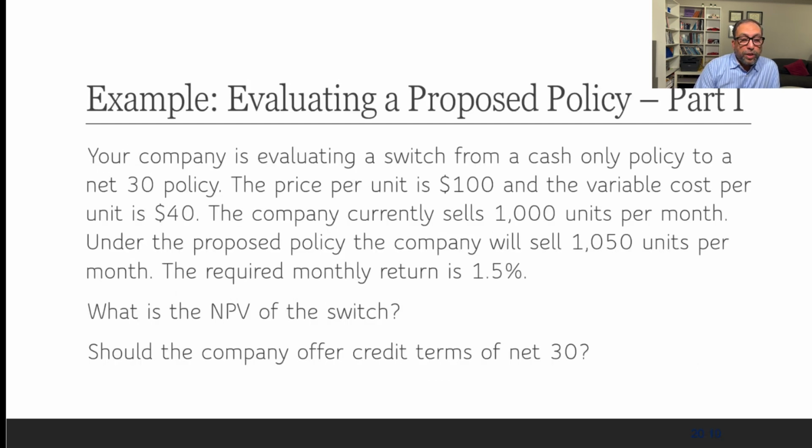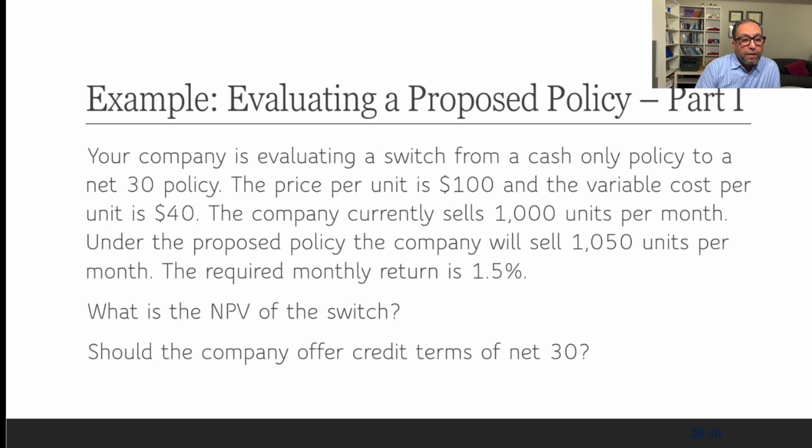Now here is an example to understand this whole idea. Your company is evaluating a switch from a cash only policy to a net 30 policy, meaning customers pay within 30 days. The price per unit is 100 and the variable cost per unit is 40. The company currently sells 1,000 units per month. Under the proposed policy, the company will be able to sell 1,050. It means there is an incremental increase in sales of 50 units per month. The required monthly return is 1.5%.